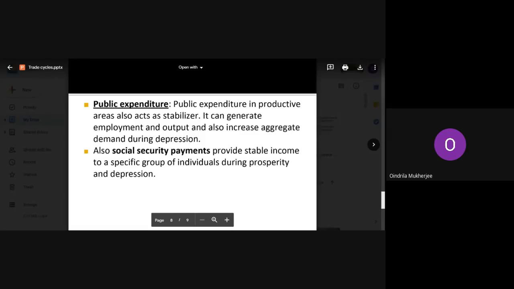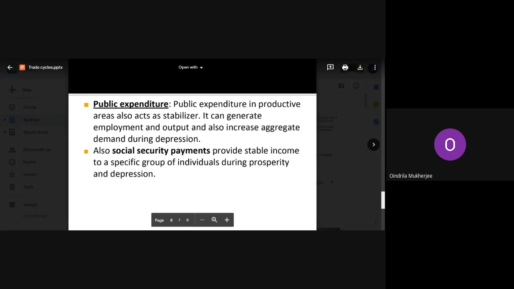We can see public expenditure here acts as a stabilizer. It can generate employment, it can generate productivity, it can increase the total demand. Sometimes the government might bear more expenses on us, sometimes less. Through these things, we can control the fluctuations in the business cycle. And lastly, social security payments, which are also provided by the government.